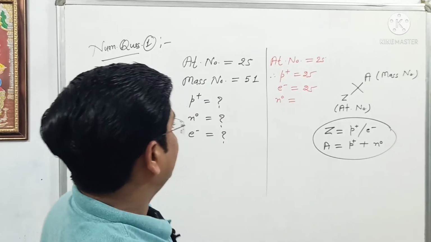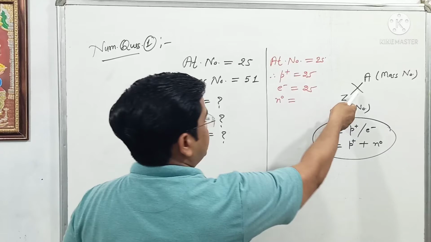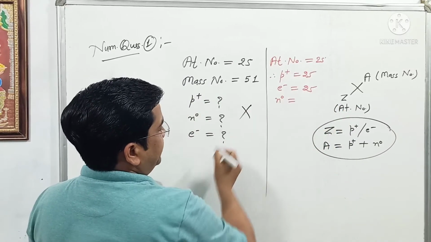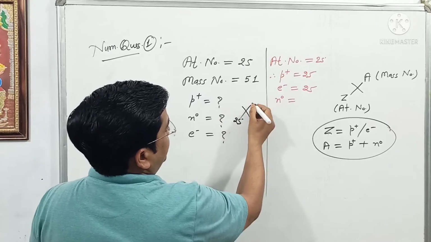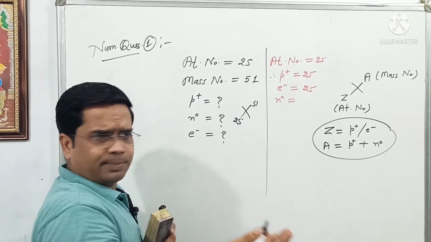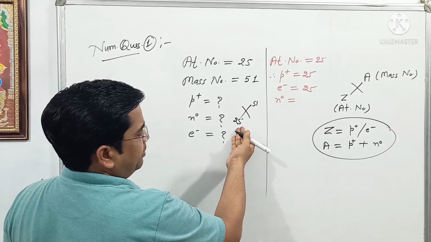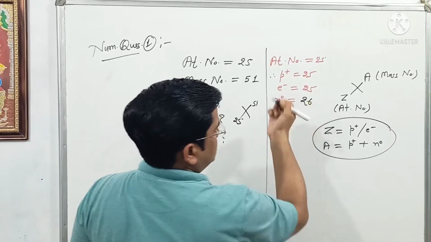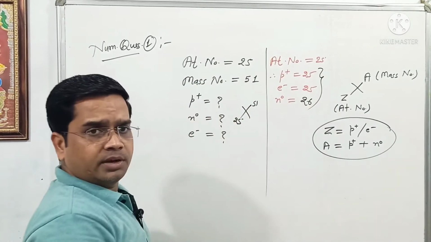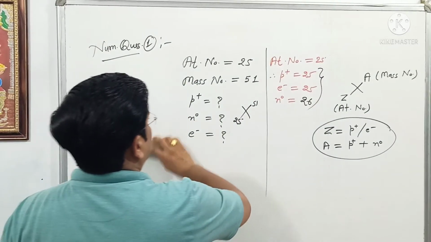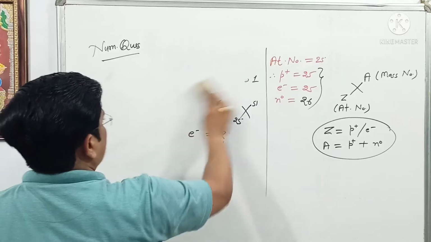This is the problem. Then I gave you a trick here also: suppose this is an element, atomic number given 25, mass number given 51, then you can subtract directly. 51 minus 25 is equal to 26. This is the answer. What an easy idea. Okay, trick. After that friends, we will watch another example, numerical question 2.